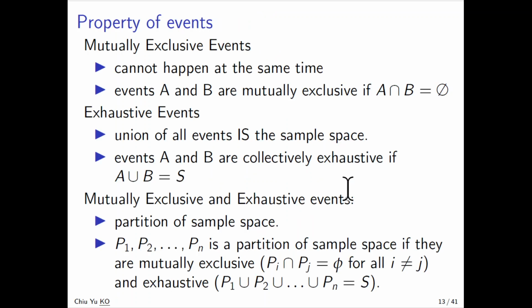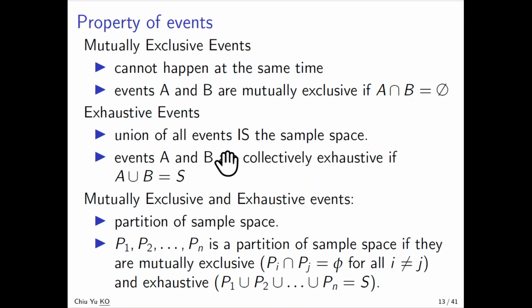So next we talk about some properties of events. Okay, so if two events cannot happen at the same time, then we call them mutually exclusive, which means that the intersection is an empty set. There's an empty set, there's no outcome where these two events are both true. Okay, that will happen at the same time.